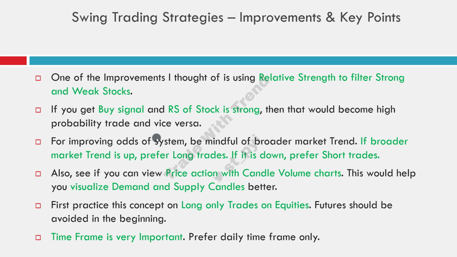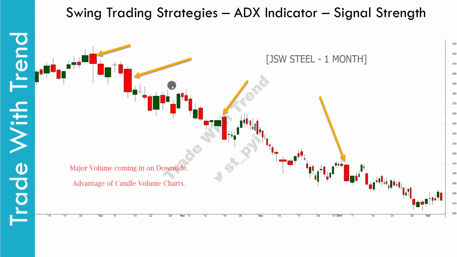Also, one more recommendation that I have is that you should be viewing price action with candle volume charts. So this would actually help you visualize demand and supply candles better. Let me again just show you on chart. So this is the candle volume chart for, again, JSW futures that we just saw as an example. So look at how strong volumes are on the downside. Now this is something that is not visible on a standard candlestick chart. So when you combine this strategy with candle volume, you will again increase odds of success.